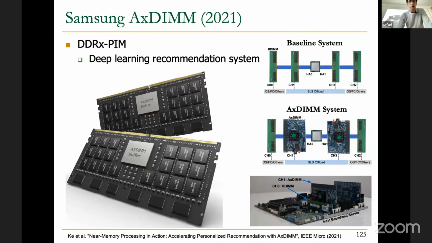The other proposal from Samsung that I also mentioned in the beginning is this AXDIMM. It's a DDR-X PIM, a DIMM-based solution. As you see, it's a regular DIMM that places some small FPGA in the middle of the DIMM, and this FPGA can have 2 processing elements, at least 2, to be able to access the data from the 2 ranks of chips that the DIMM contains. And they also showed pretty interesting results for deep learning recommendation systems.